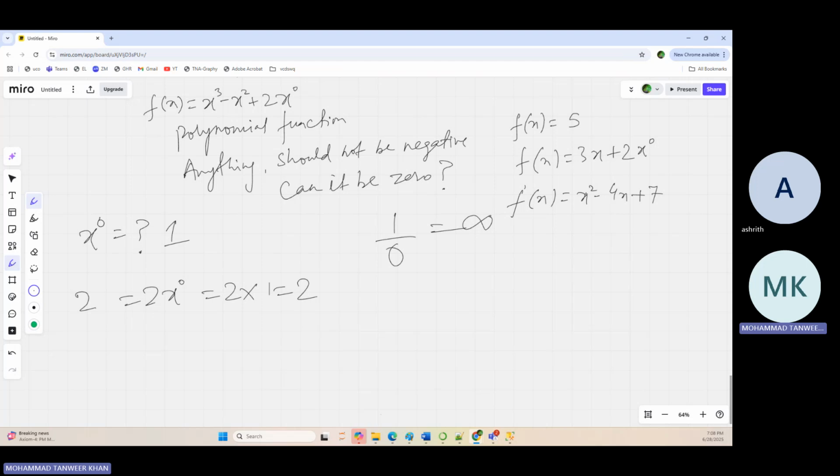What is the power of x here? 2. What is the power of x here? 1. What is the power of x here? 0. Now understood? Yes, sir. This is which function? Identity function. Yeah, identity. If it is clear? Yes, sir. Good.